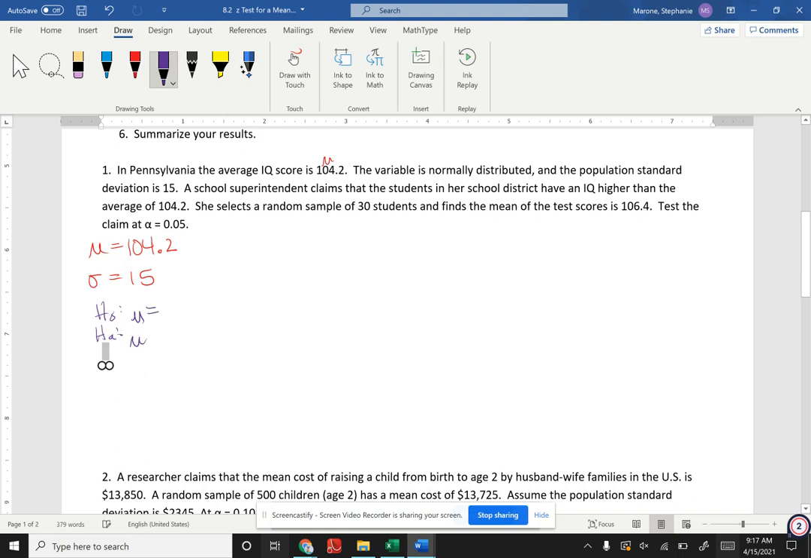So that purple stuff that I have written is always going to be the same for all the problems, the way we started off. The superintendent claims that the students in her school have an IQ higher than average. So higher than average is 104.2, and that one's the claim, because it says she claims they have higher than average.